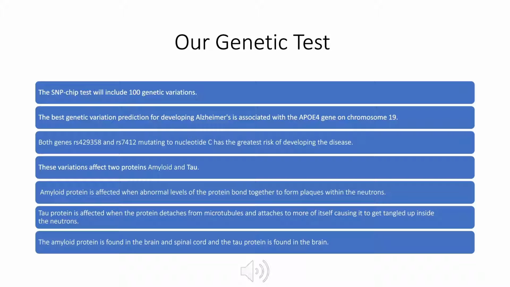The amyloid protein is found in many organs and tissues, but mainly found in the brain and spinal cord, and the tau protein is found in the brain. It does make sense that the genetic variations have an impact on developing Alzheimer's because the gene variation is mutated, which can increase the risk.